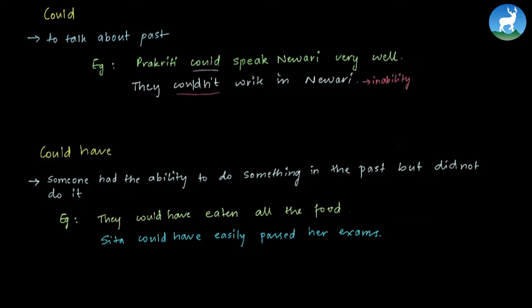You don't know about the present. Maybe they know how to write in Newari. Maybe they don't. But you know that they couldn't write in Newari in the past. And Prakriti could speak Newari very well is the ability of Prakriti.